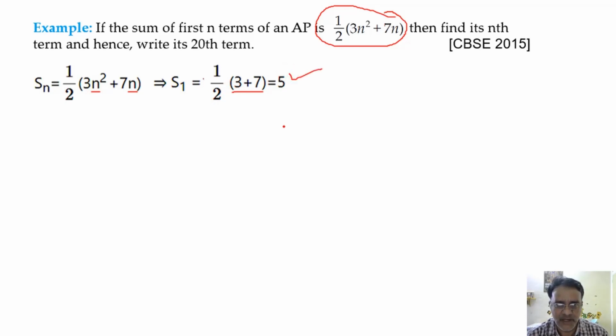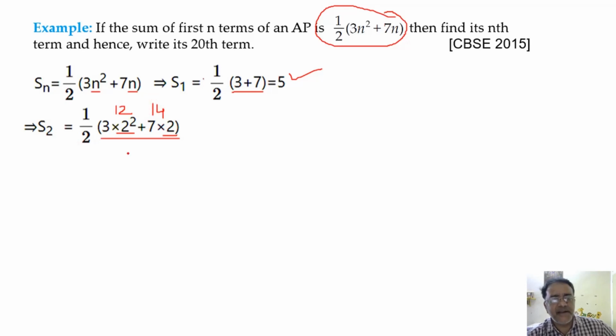Now S2, how will you find S2? By simply substituting the value of n as 2. Check how much it is coming. 3 into 4, 12, and 7 into 2, 14. Yes, 26. 26 by 2, 13. Right. So S2 is 13.